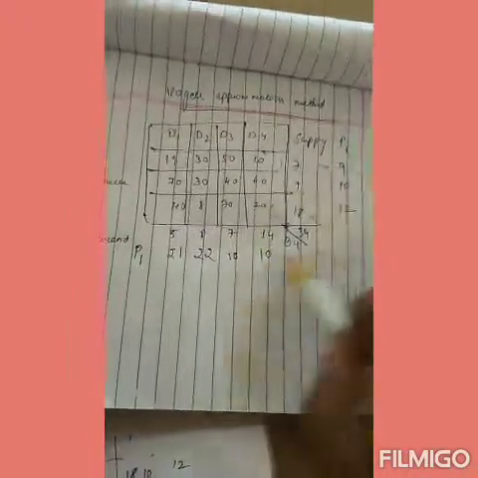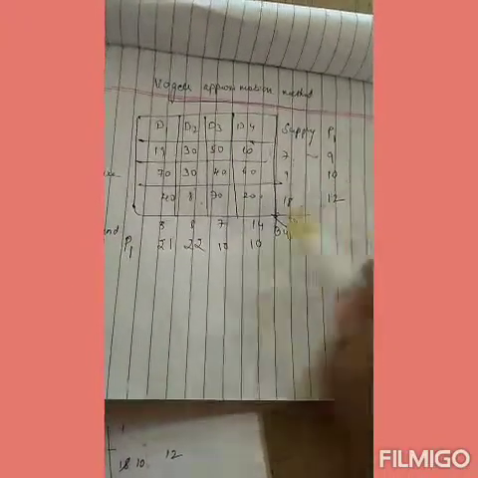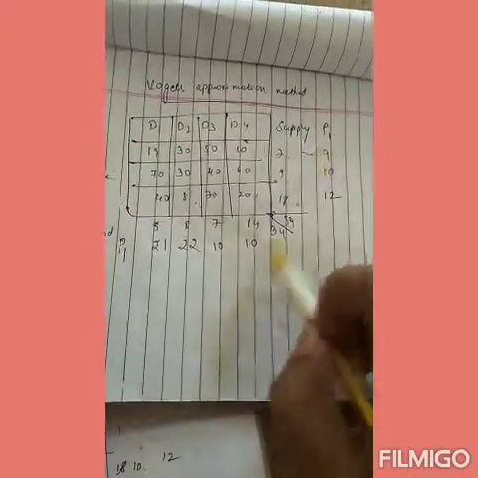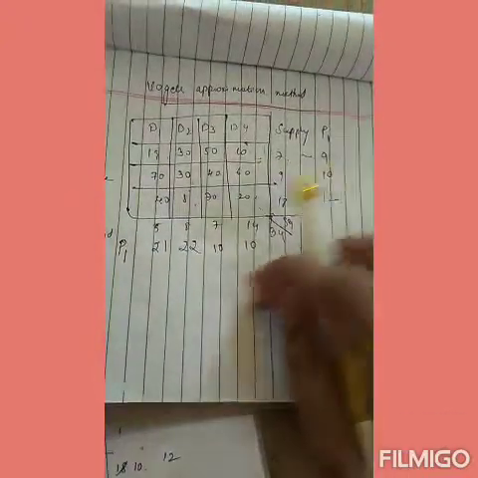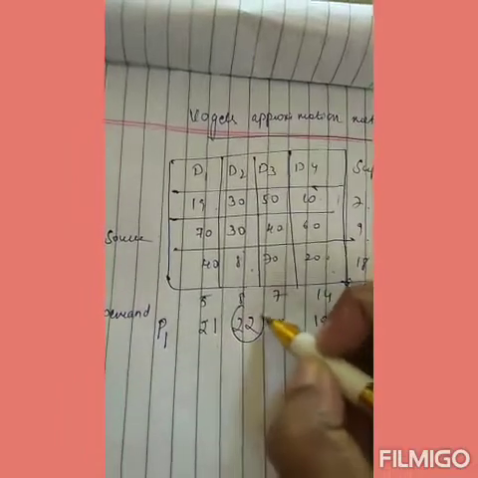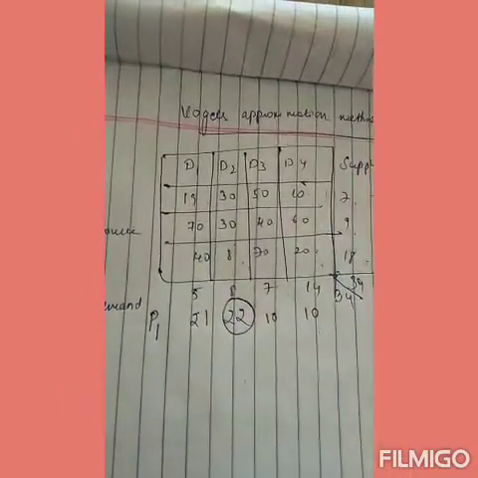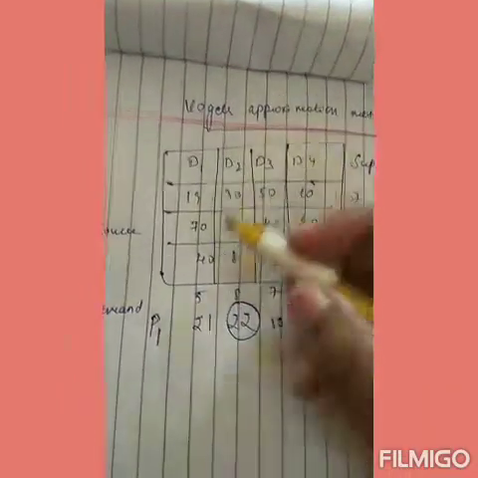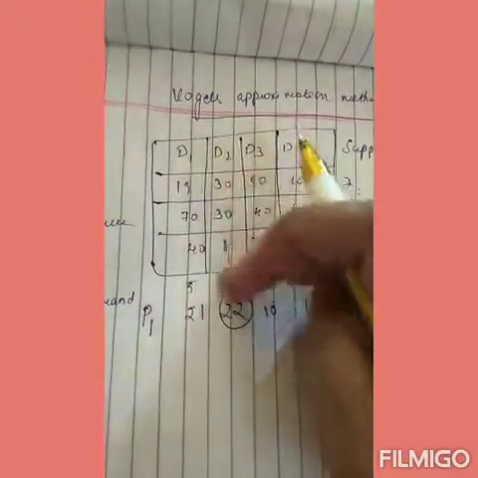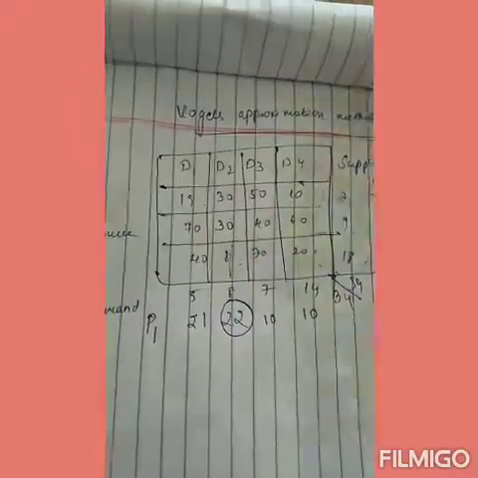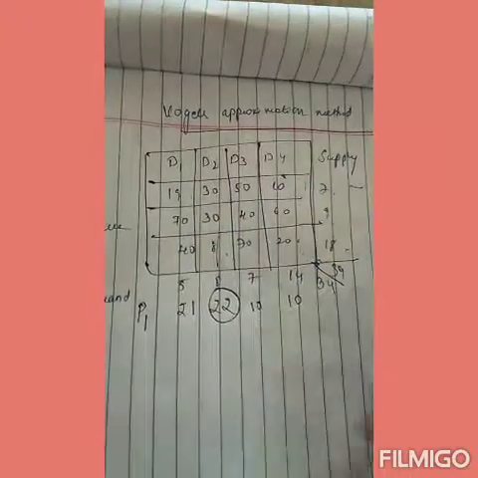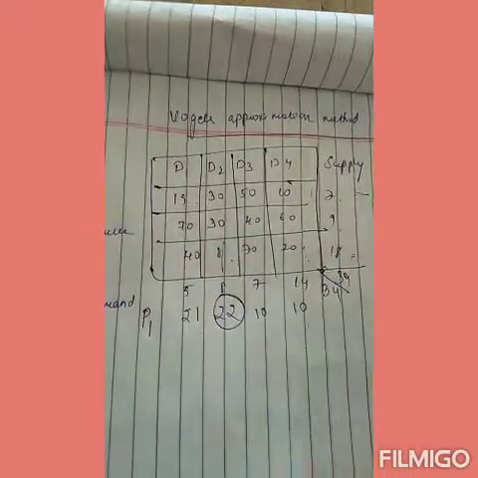So here the entire penalties are 9, 10, 12, 21, 22, 10, 10. In all these numbers, which is the maximum value? 22 is the maximum value, and circle this. In this maximum value's column, take the minimum value. Okay, so what is the minimum value? 8 is the minimum value, and the remaining procedure is the same.